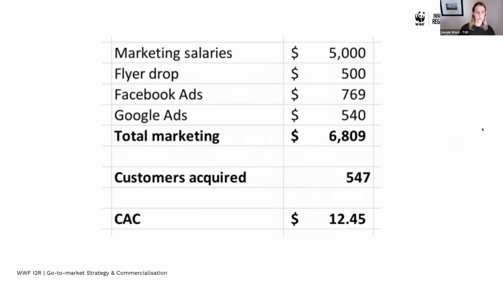You put your channels in here. This is just another way of demonstrating how to calculate it. Marketing salaries, a flyer drop, Facebook ads, Google ads, here's your total marketing cost. Divide it by the number of new customers acquired in that month, and then you will find your CAC.